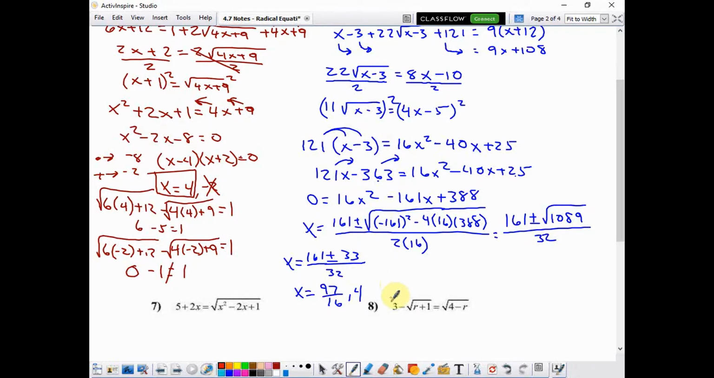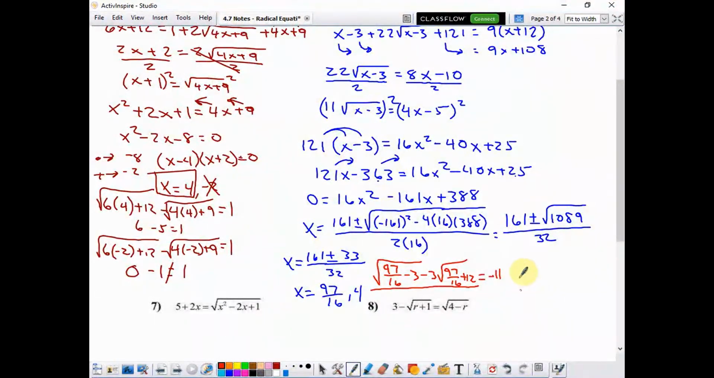So back to the original equation, 97 sixteenths minus 3 times the square root of 97 sixteenths plus 12 should equal 11. So if I just type all of that into my calculator, that should actually equal negative 11. Let's fix that. If I type all this in my calculator, it will give me negative 11. So 97 sixteenths checks out.